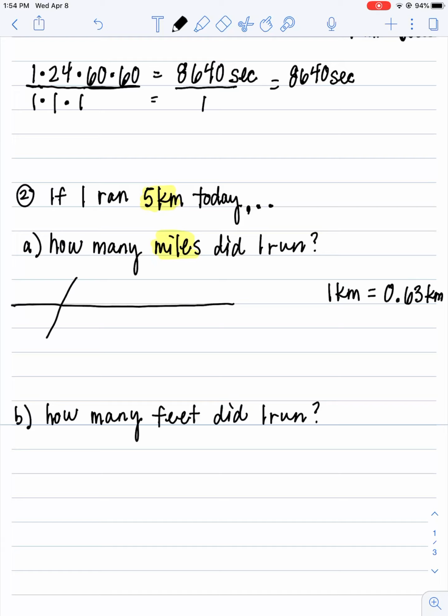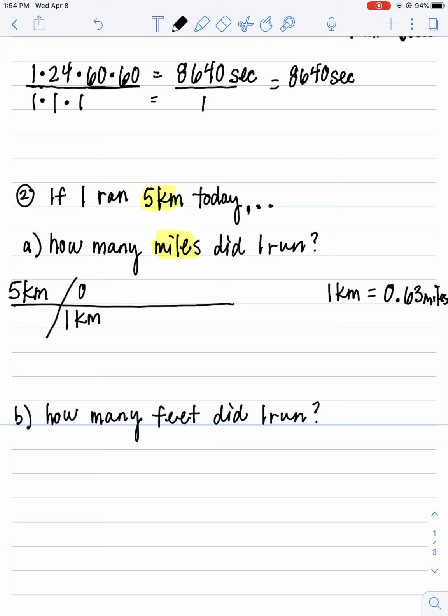So if I start my t-table again, okay, the given always begins, and what were we given? We were given 5 kilometers, so right up here I'm going to put 5 kilometers, okay, and then, oh, look over here, I made a mistake over here, guys. 1 kilometer, when I was writing down the conversion, 1 kilometer is equal to 0.63 miles, okay, so I wrote that incorrect. Okay, so we know that 1 kilometer equals 0.63 miles.